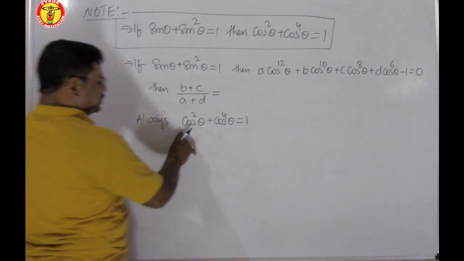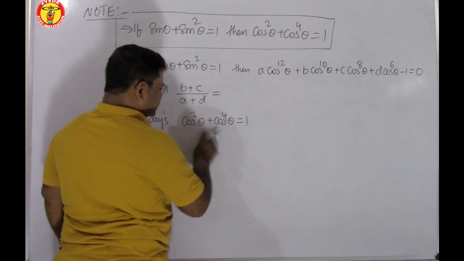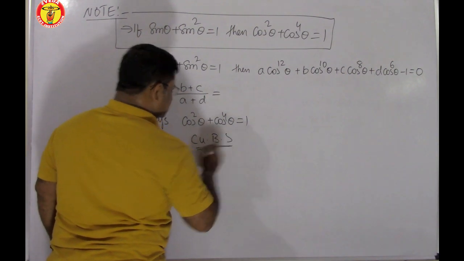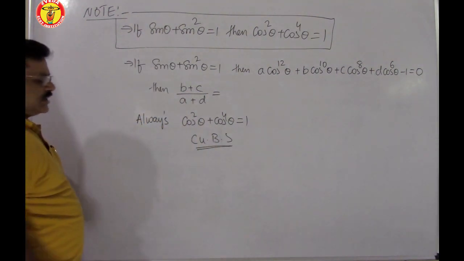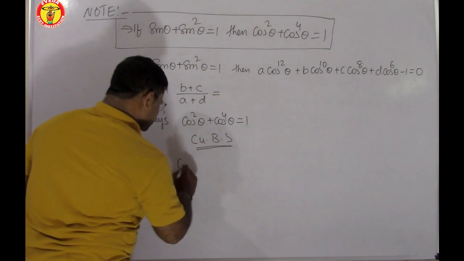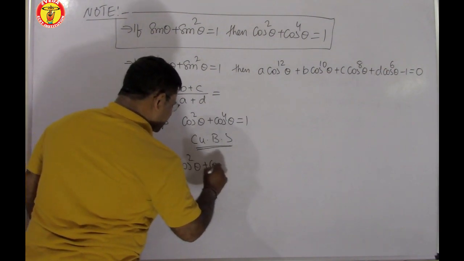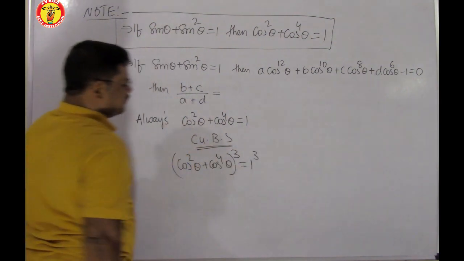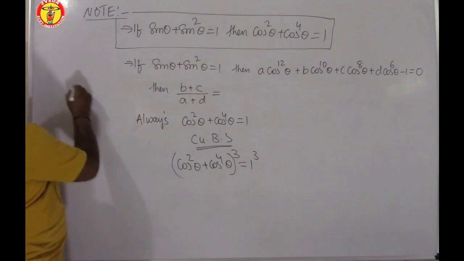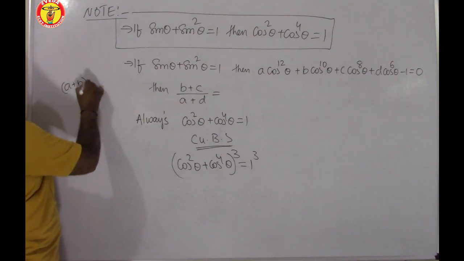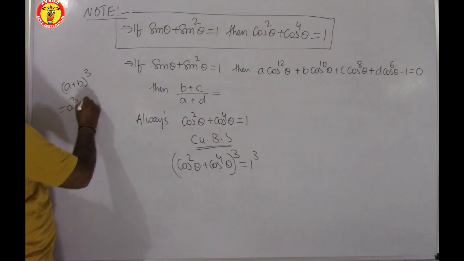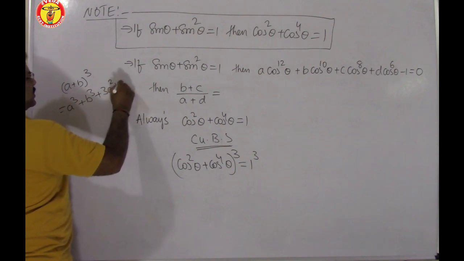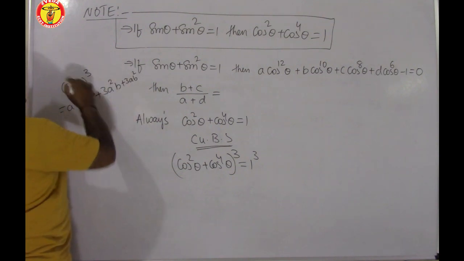Now, to get this problem's answer, what are we going to do? We are cubing on both sides. When we cube both sides, it becomes (cos² theta + cos⁴ theta) whole cube, which is equal to 1 cube. The formula for (a + b) whole cube can be written as a³ + b³ + 3a²b + 3ab².